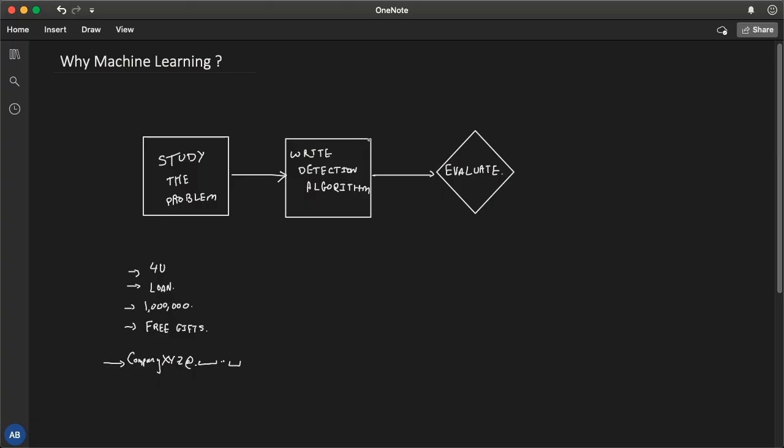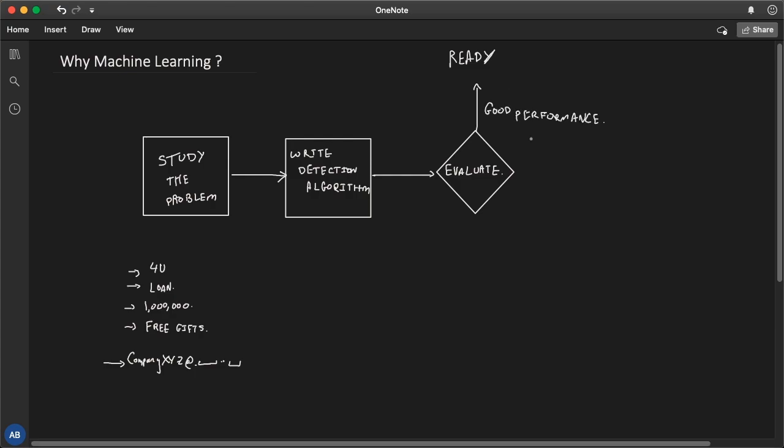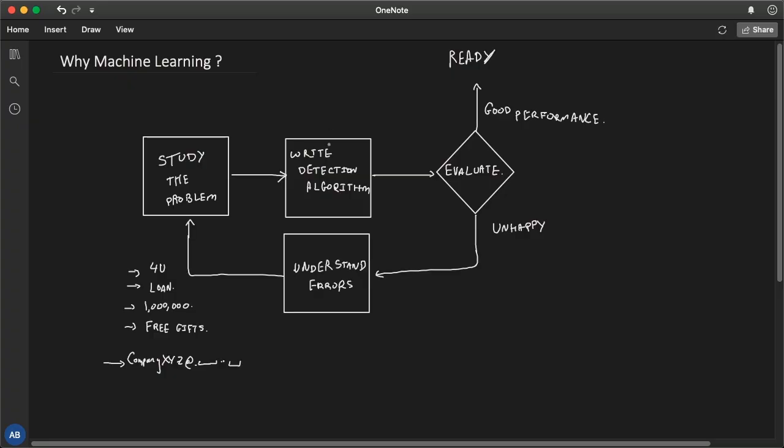So is it good enough? Is it not good enough? If you're happy, in case of good performance, just call it a day. You're ready. Now, in case you're unhappy with the results, so bad results, you go back and try to find the mistakes in your program, whether there are bugs or something else. You'd repeat this process multiple times until the program is ready.